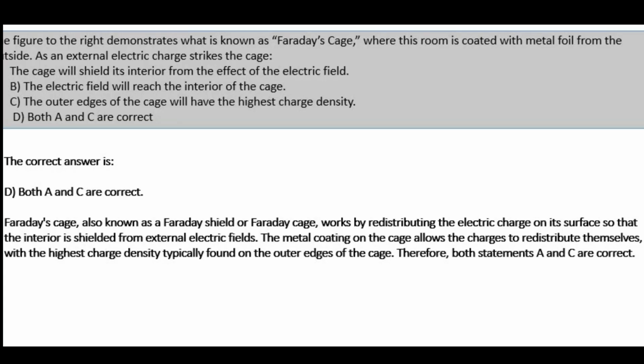The figure to the right demonstrates what is known as a Faraday cage, where this room is created with metal foil from the outside. As an external electric charge strikes the cage: A, the cage will shield its interior from the effect of the electric field. B, the electric field will reach the interior of the cage. C, the outer edge of the cage will have the highest charge density. D, both A and C are correct. Solution: the correct answer is D, both A and C are correct.